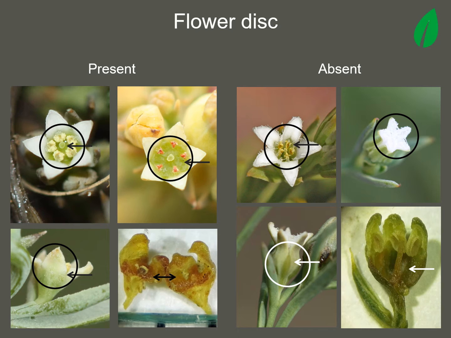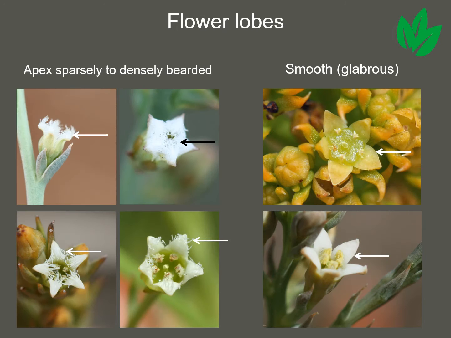The first character relating to the flowers is the presence or the absence of a flattened disc within the flower. So here you can see there is a flattened disc at the base of the flower lobes. And in the other type, this flattened disc is completely absent, as you can see in these pictures. So these are the two types, the flower disc present or the flower disc absent.